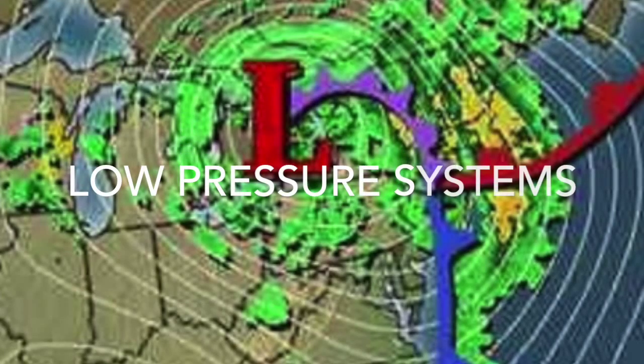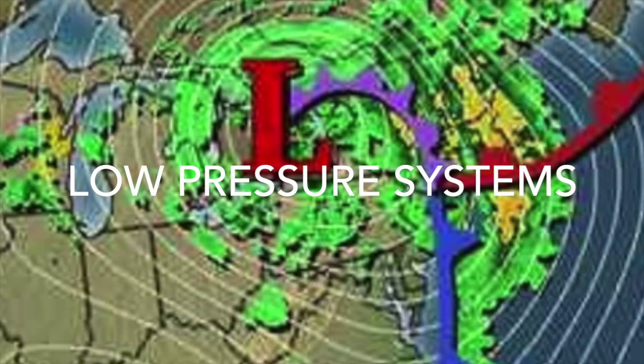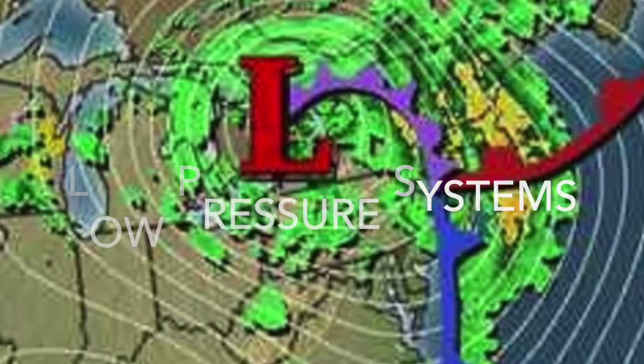A low pressure system is depicted on a weather map by using a large red L. A low, as it is commonly referred to, is defined by an area of air that is at lower pressure than the air around it. A low is typically an indication of bad weather. They create unstable atmospheric conditions.